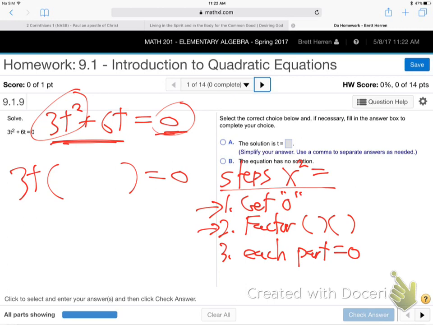Okay, so how do you know what goes inside? Remember, it's like whatever works. 3t times what would go back to 3t squared? t. Plus, 3t times what would go back to 6t? 2. Just 2. Is that good so far? If you were to multiply that.